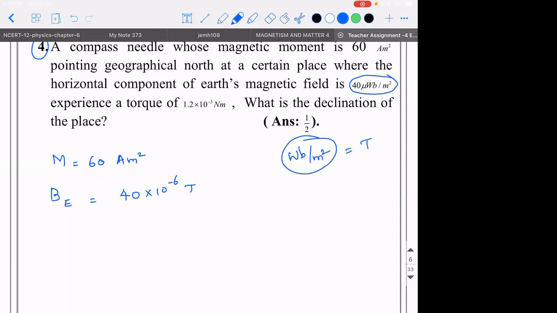And it experiences a torque, where the horizontal component of Earth's magnetic field is this much. Torque is 1.2 into 10 power minus 3 Newton meter. What is the declination of the place? I think it should be inclination. Let's see. A compass needle whose magnetic moment is this much.